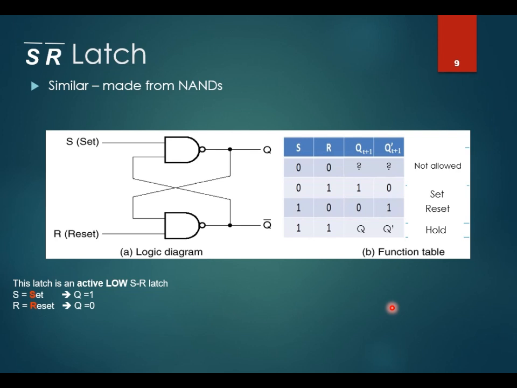This is another version of the latch, but this one is made from NAND gates. NAND gates make the latch active low, where Q is set to 1 only when S equals 0, because it's active low. S equal to 0 makes Q equal to 1, and when R equals 0, it is a reset, and Q will become 0.